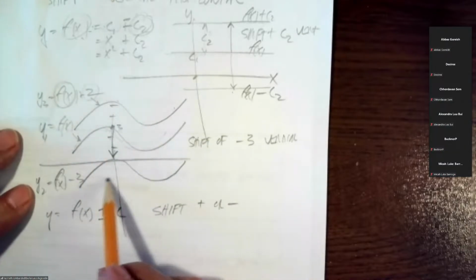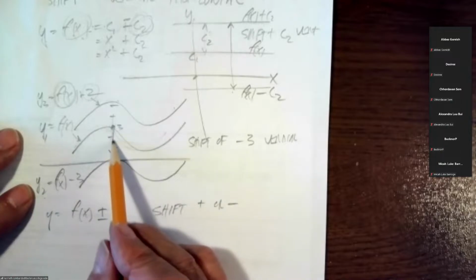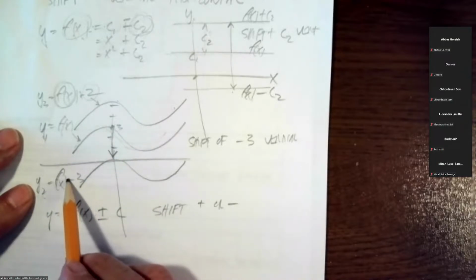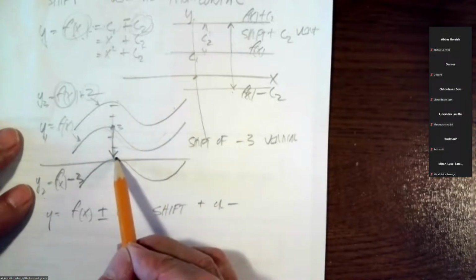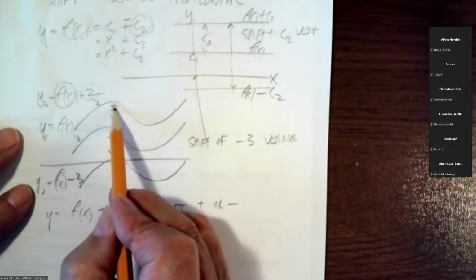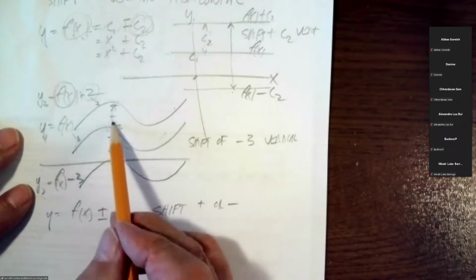And down here, this y2 value is always shifted downward by 3 because of the way we defined it right here. Okay, so here's a downward shift, here's an upward shift. Both vertical, one's up, one's down.